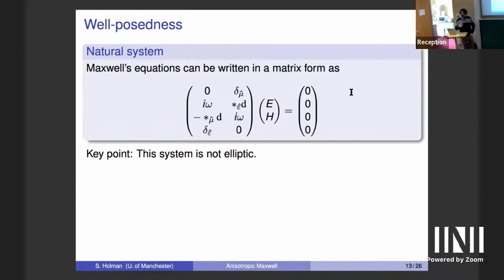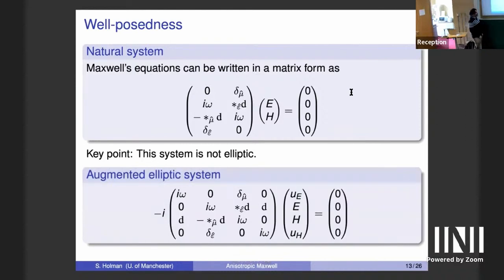There is a well-developed theory of elliptic systems which you would like to apply, but you have to do something to it in order to make it elliptic. One way to do that is to augment it by adding two things, and I've set it up this way. If you add these two scalars, u_E and u_H, the top equation says i omega u_H equals negative the divergence of H, and i omega u_E equals negative the divergence of E.